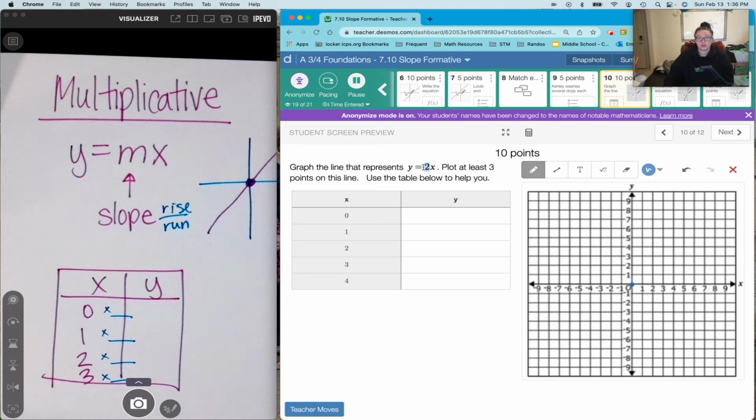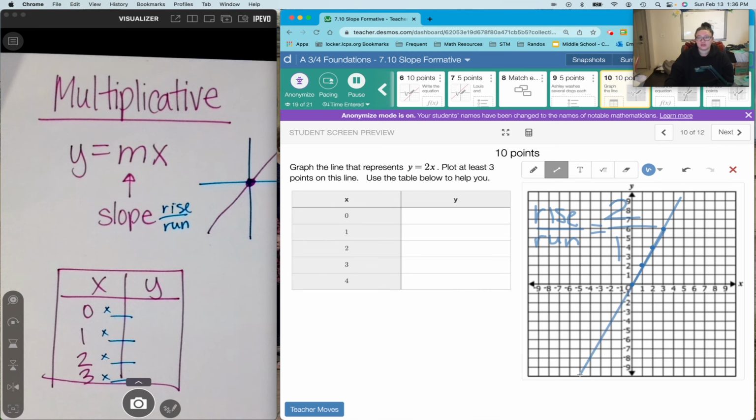Then again, I see my slope. My number in front of my x is 2. Slope is my rise over my run. So if my number is 2, I need to make that a fraction. So I put 2 over 1. So I have a fraction for my slope. So I can rise 2, run 1, and put a dot. Rise 2, run 1, put a dot. And I connect them.